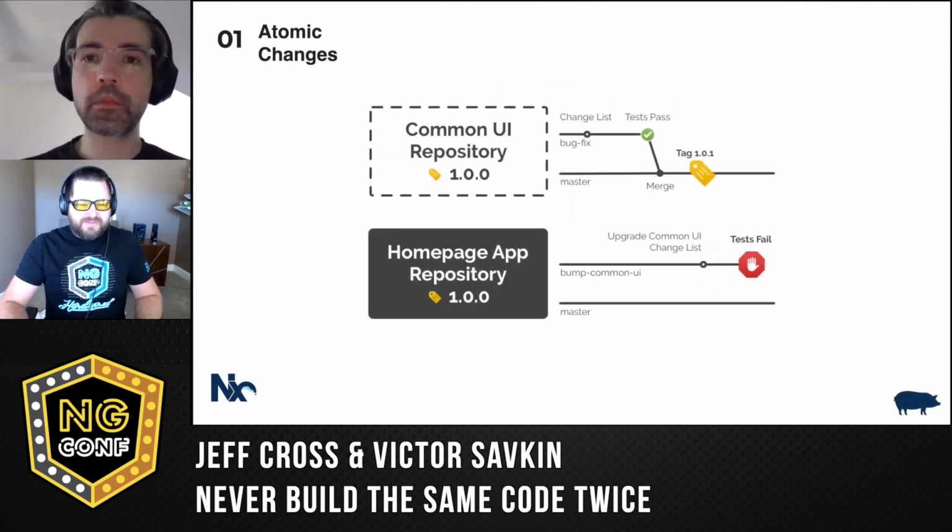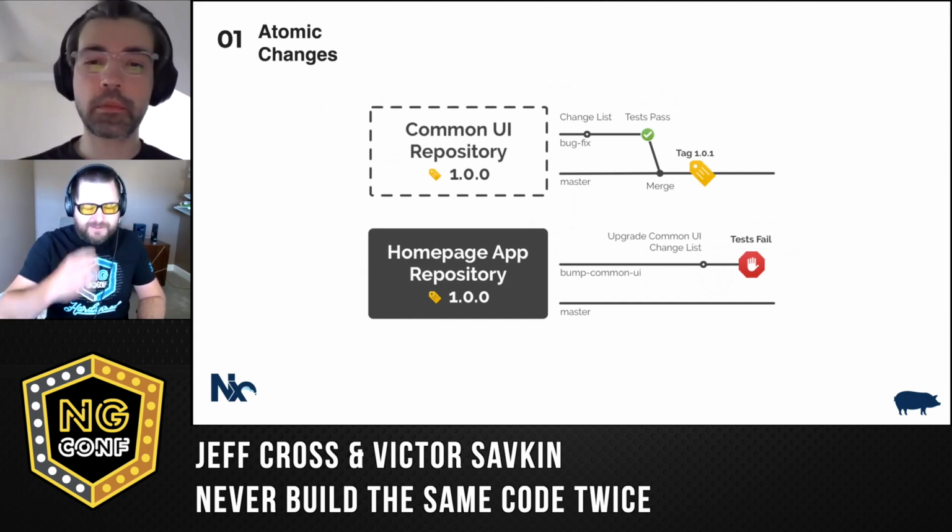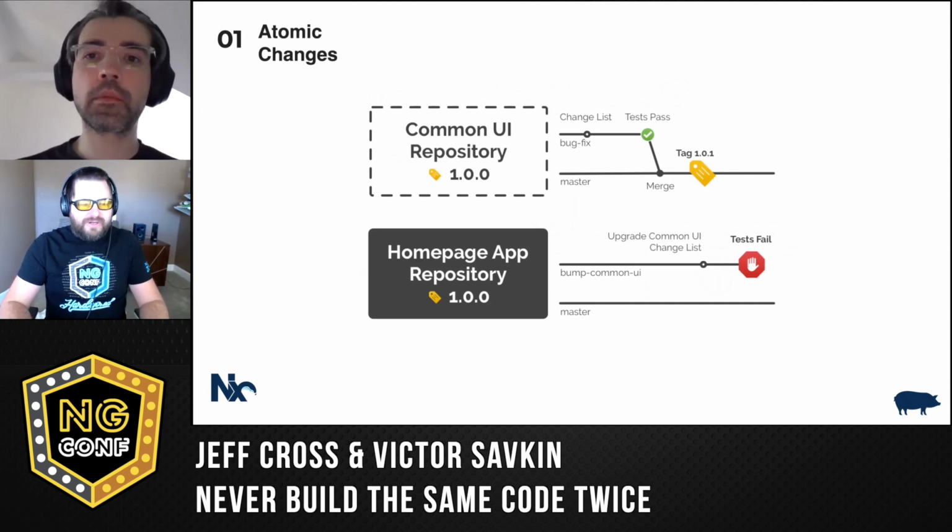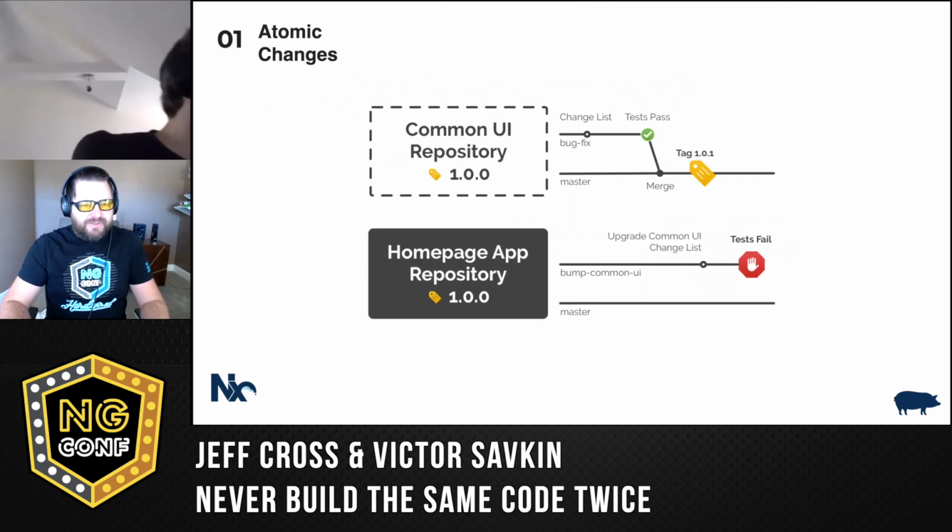A typical process might look like this. As a developer on the common UI repository, I'll write a regression test, I'll write a bug fix, and then I'll open a commit or a pull request or a change list, depending on what you call it. I verified locally the regression test is satisfied by my fix. I push it to CI, and the test passed, so I merge it, I tag it, and then I go home for the weekend. I go on a vacation because I'm happy that I fixed something and I deserve it.